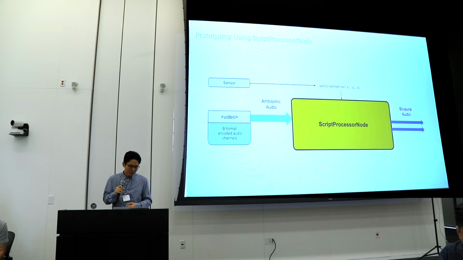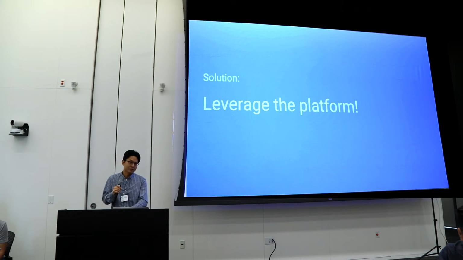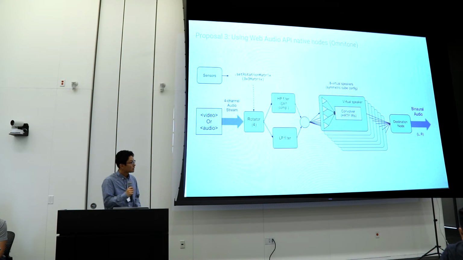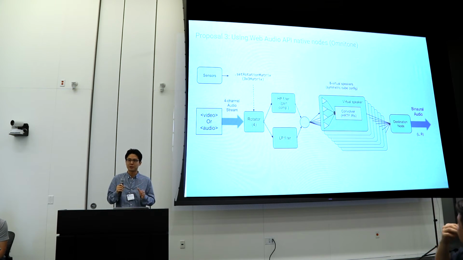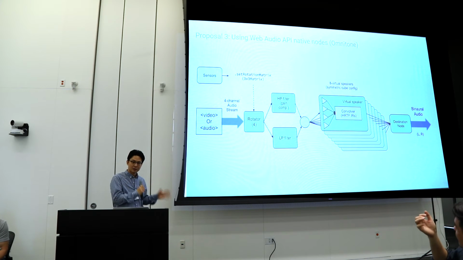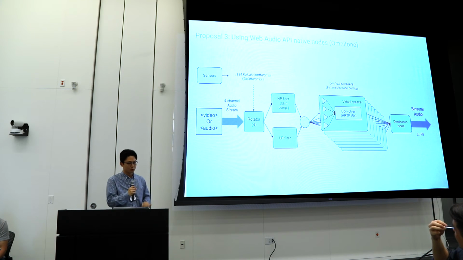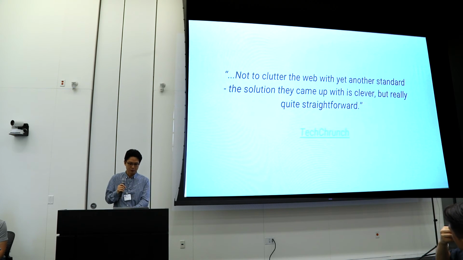So I just went through my notes: how can we make this better? And somehow I realized we have all the components that we need to implement this ambisonic stuff. Because when I look at the design diagram, it is actually a concoction of filters, gain nodes, and convolution. We already have those elements in the Web Audio API. So I started to implement this spatialization with these native audio nodes, and it actually worked great. That's why we came up with the project called Omnitone.